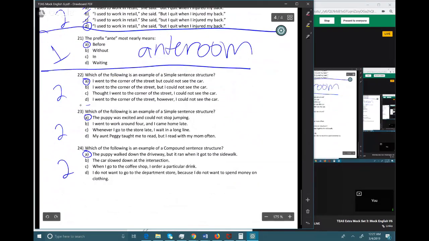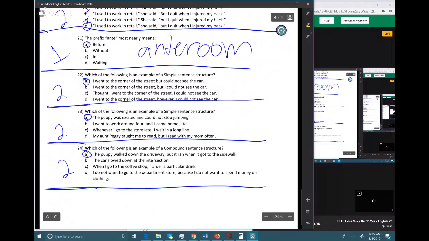The last three are sentence structures. For sentence structures, we always do exactly the same thing. First, we look for fragments. I can tell you none of these three have fragments. Then we go through and we look for subordinate conjunctions: whenever, however, as, because, when, after, before. Then when we get all that done, those can be labeled complex.